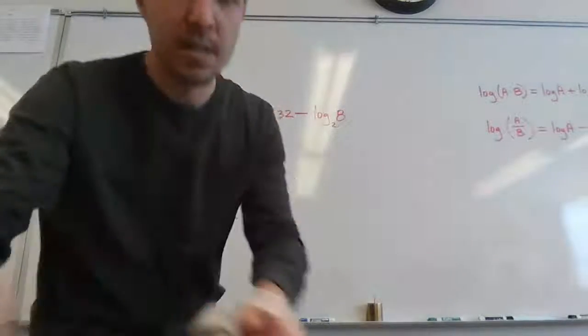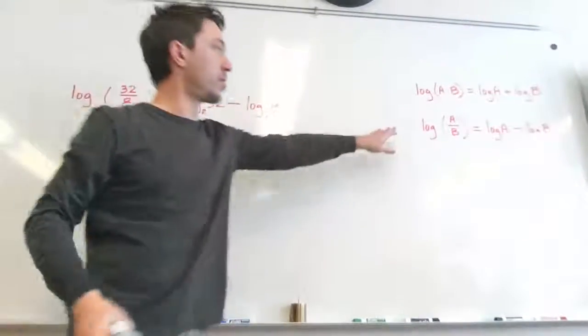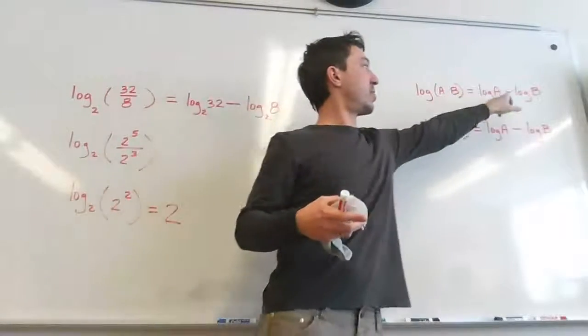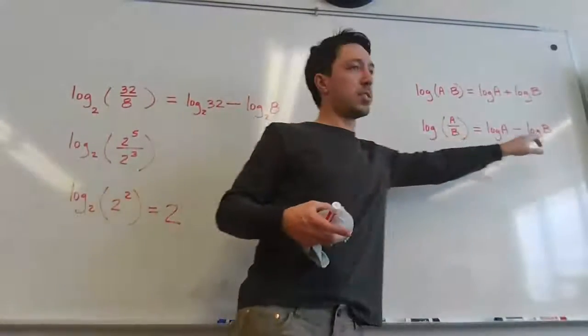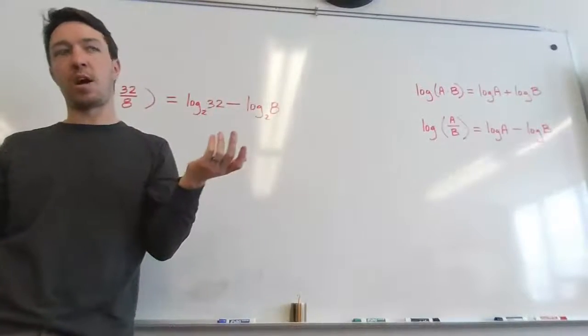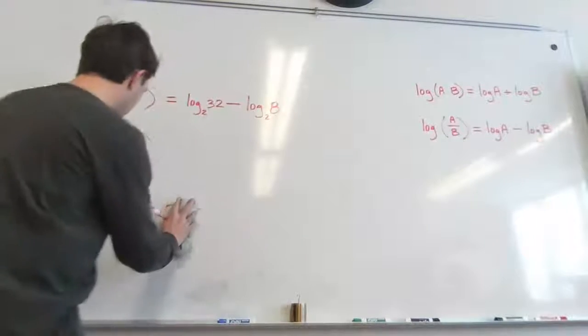There's our other rule. So just like with exponents, multiplication turns into addition and division turns into subtraction. Which shouldn't surprise you too much, because logs are just a fancy way of writing exponential relationships. There's one more.